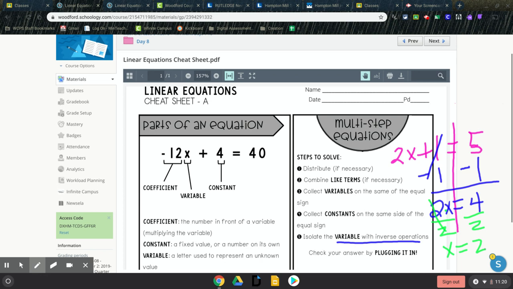The final step is to take your x, plug it in, and to see if it works. 2 times 2 would be 4. 4 plus 1 would be 5. So we did it right.